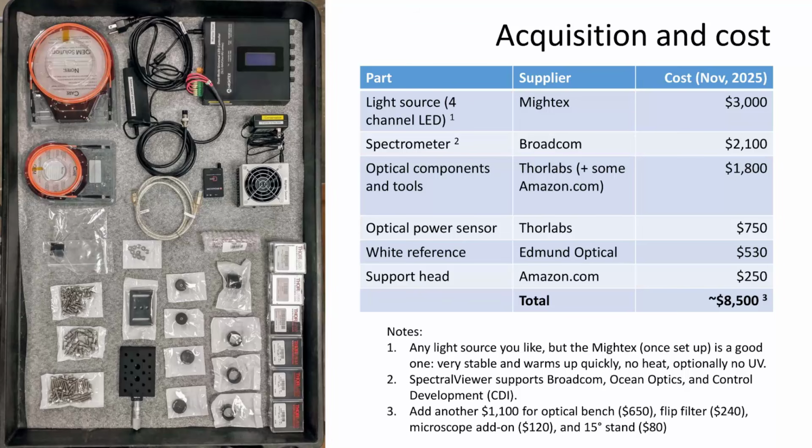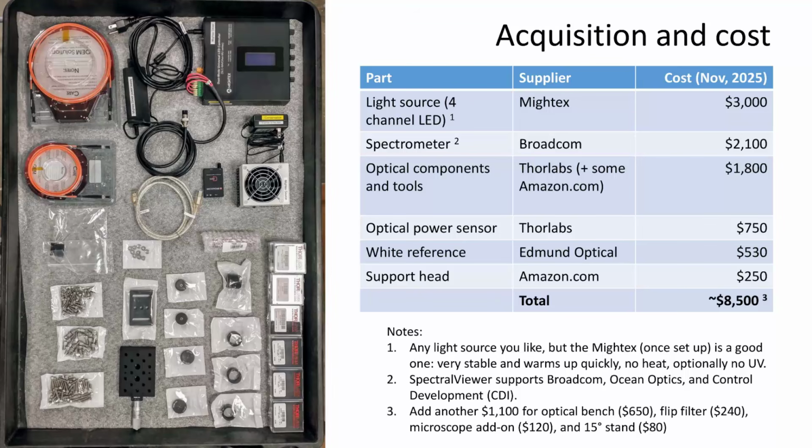The standard parts list for the Thomas retroreflective unit looks something like this. The source is a Mitex LED, which is actively cooled, super stable, warms up in about 10 minutes, can run all day without power variation, no UV, no IR, about $3,000. Usually the spectrometer is a Broadcom Q Mini wide Viz for about $2,100, but you can basically use any spectrometer. Broadcom, Ocean Optics, and CDI are all supported by Spectral Viewer, which we'll get into later.